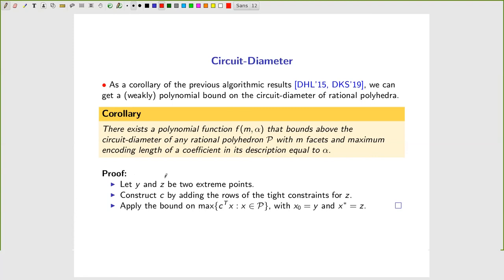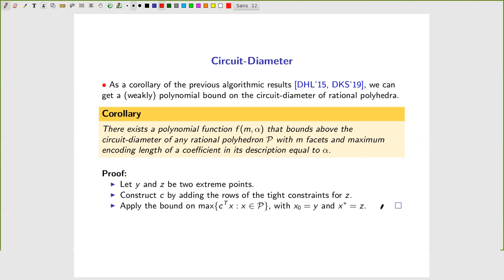If you have two extreme points, you can construct an objective function vector by adding the rows of the tight constraints for z. Once you do this, z becomes the unique optimal solution. So you then consider the optimization problem according to this objective function, with y as the starting point and z as the final point, and you apply the bound that we have seen before. So that's actually kind of good.